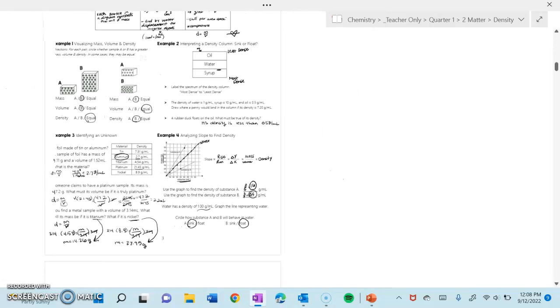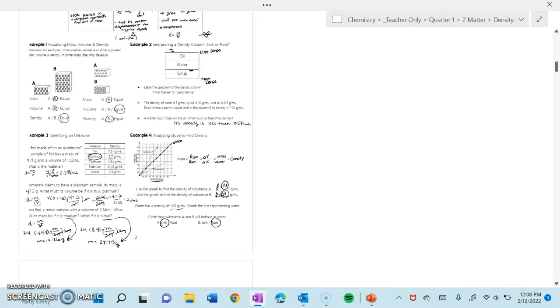So we've got 4 ways to apply it. We can see it visually in the compactness of the particles. We can interpret when things will sink or float. We can identify an unknown, and we can analyze slope from a graph to find density.